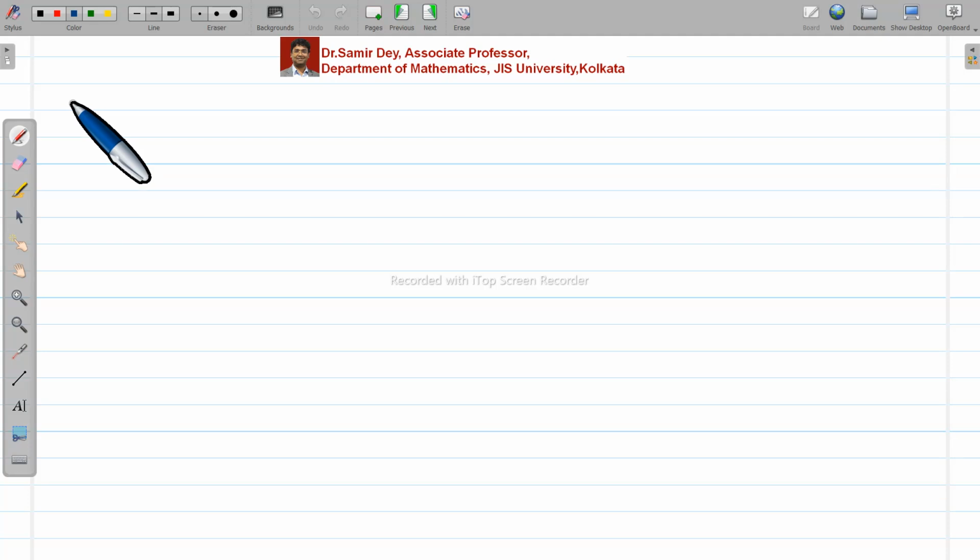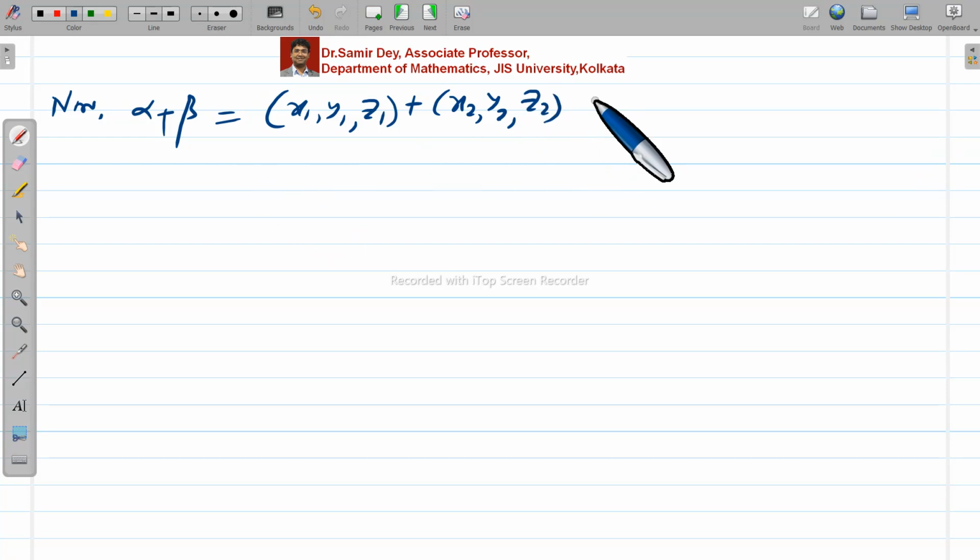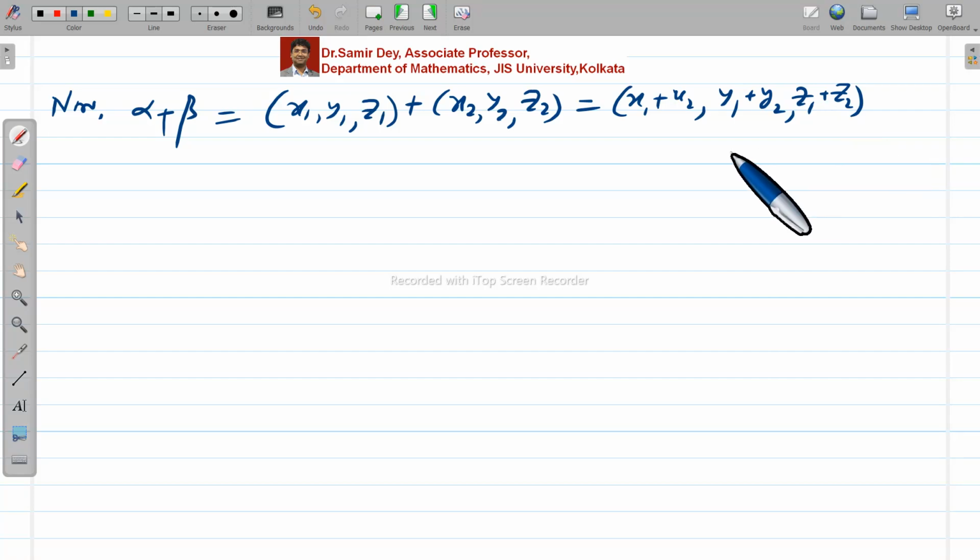So next line you write down. So now alpha plus beta is equal to how much? (x1, y1, z1) plus (x2, y2, z2) is equal to (x1 plus x2, y1 plus y2, z1 plus z2). Clear? So here we have considered x1 plus x2, y1 plus y2, z1 plus z2 as (x3, y3, z3).